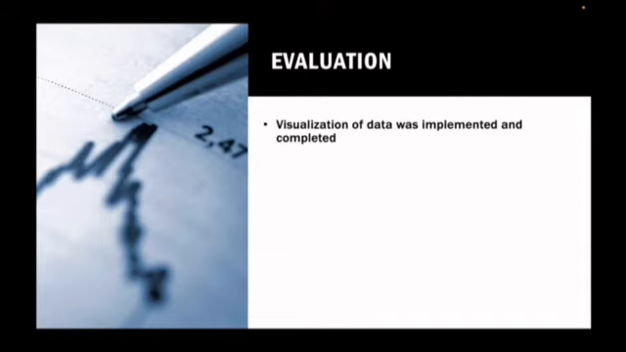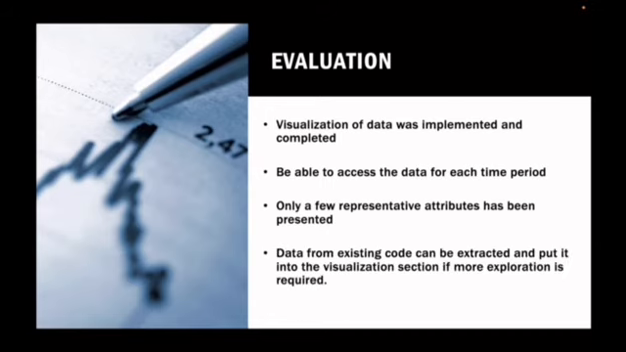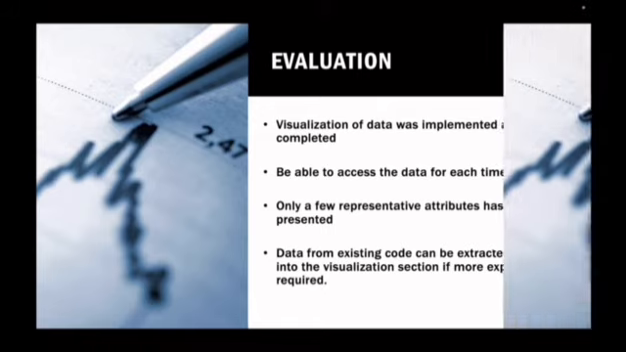The aim of our project is an interactive visualization of the historical price of cryptocurrencies. After finishing the project, we completed the visualization of data, and now we can access the data for each time period and separate them by different types of cryptocurrencies. In this presentation, we've only listed some representative attributes and code, but if you want to learn more about this dataset, we can extract data from existing code and put it into the visualization section.